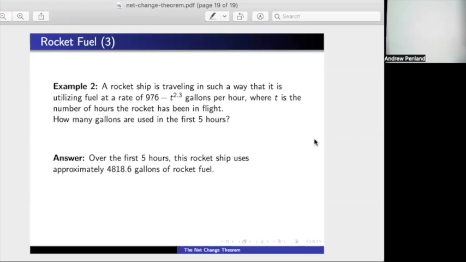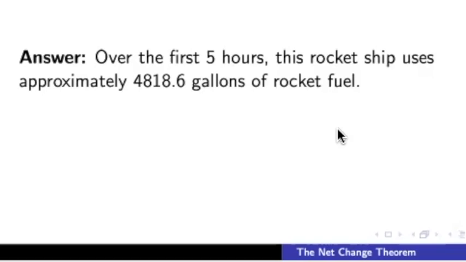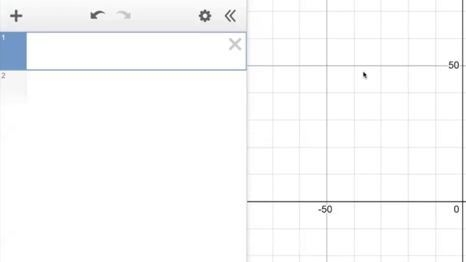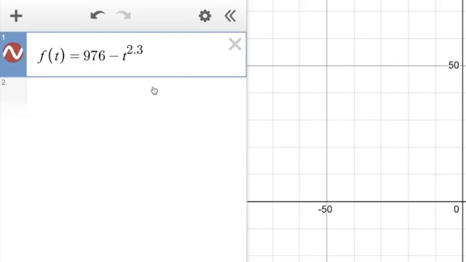It's important that we be able to translate this into plain English that someone who doesn't know calculus could understand. All that person is likely to want to know is that the rocket used approximately 4,818 gallons over the first 5 hours of flight. In an application like this one, they would not care whether you got the answer using the fundamental theorem of calculus or simply by typing the right definite integral into a computer-based tool.